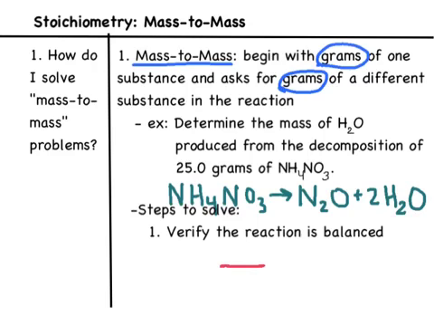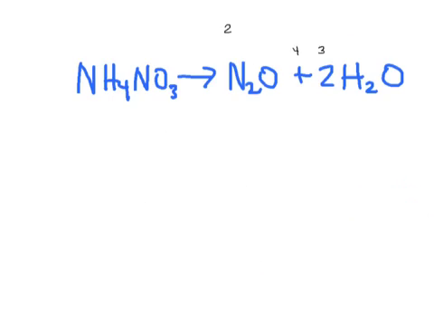Very left goes the grams of what we're given. Then we go to moles of what we're given. Then the next one over is the moles of our unknown, what we need to solve for. And then the very last one is our grams of our unknown. Okay, so let's see how this works. Here it is. Once again, determine the mass of water produced from the decomposition of 25 grams of ammonium nitrate. So let's take a look at the question, and remember, dissect the question. What are we given? What do we need to find? Everything else is just blah, blah, blah.